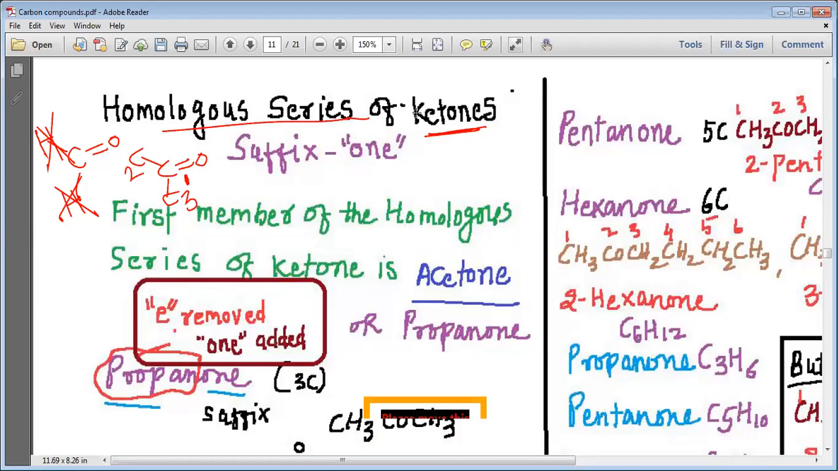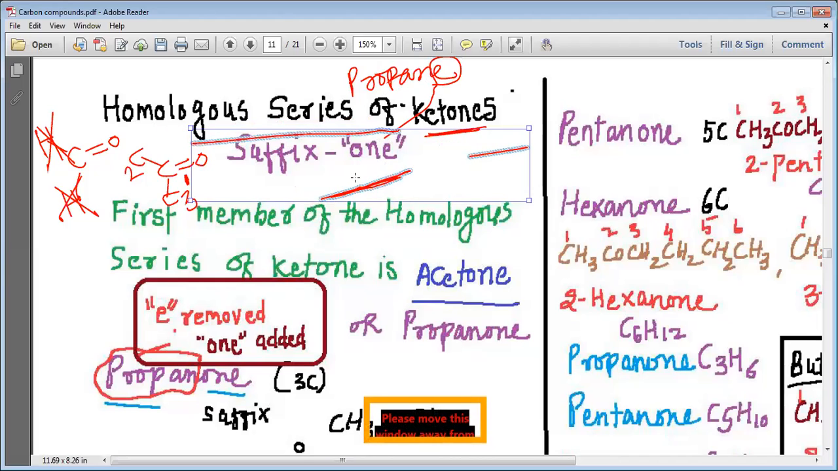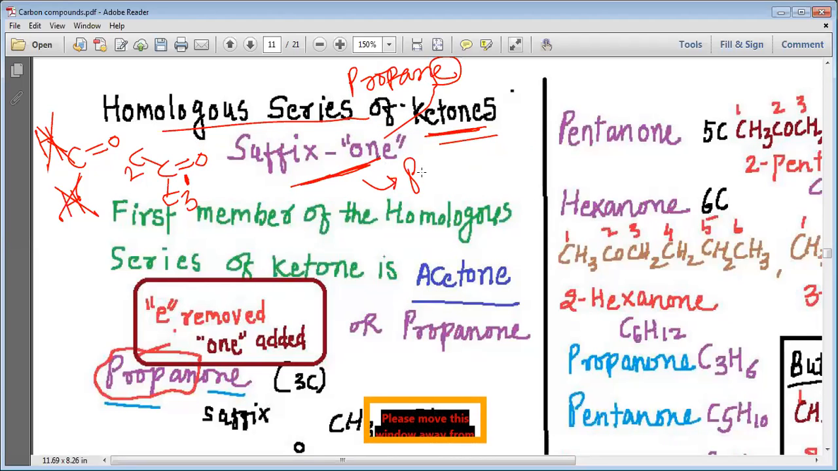Now when we want to study the homologous series of ketone, my dear students, the suffix that we use is "one". Now when it comes to the 3 carbon, generally for the alkane, we write propane. Instead of this E, we will add "one". So when we write the first ketone, we write P-R-O-P-A-N, propan, O-N-E. This is the suffix O-N-E we add and we get propanone.